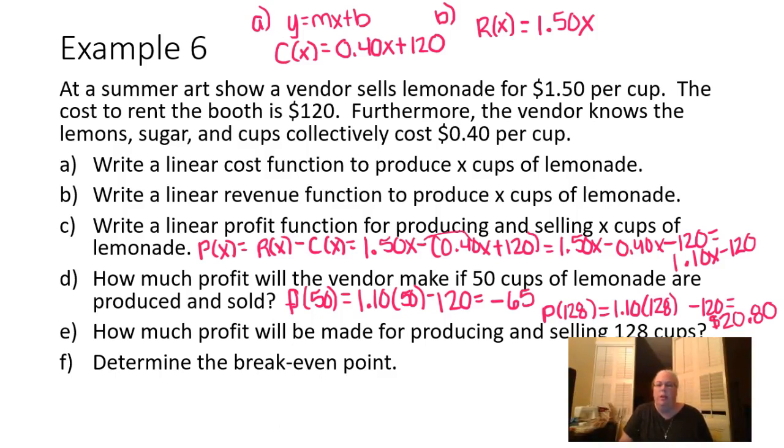So this is a positive number. So we actually made $20.80. And what this means is that the money that we were bringing in is actually more than the money we paid out to make this lemonade. That is ideal for a business.